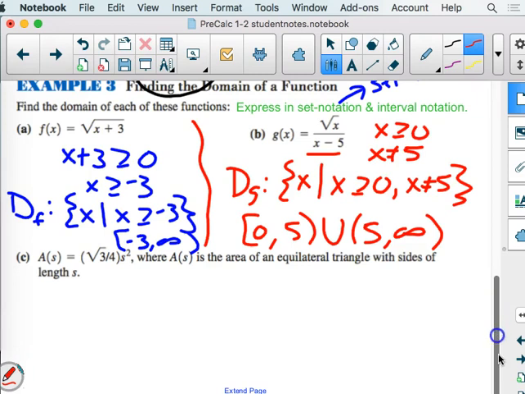Then, C says A of S, and I don't like the way this is written.